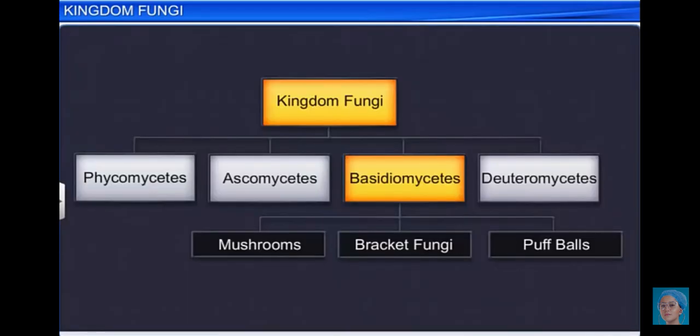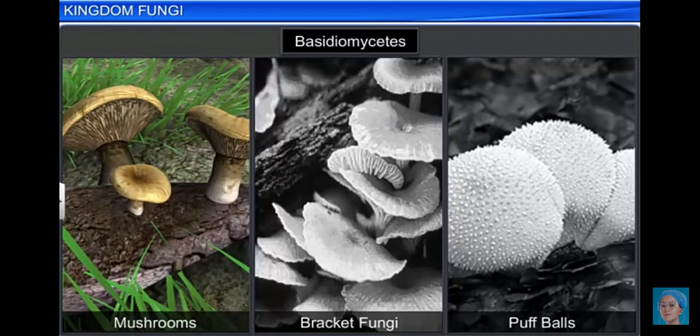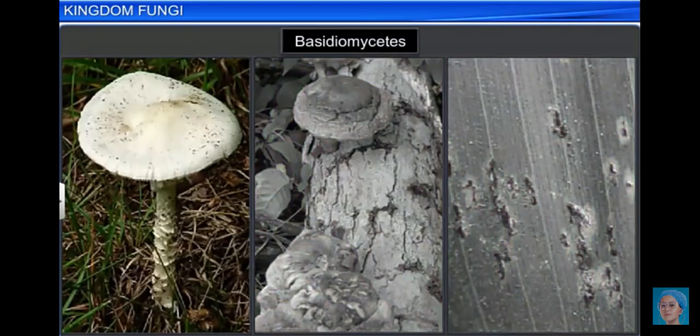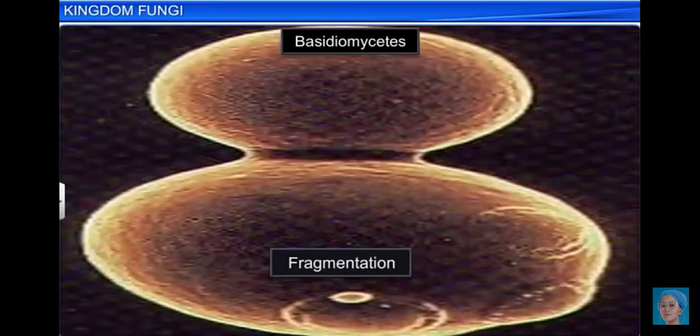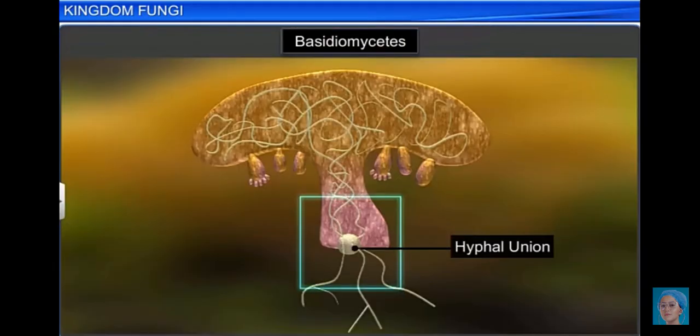Some common examples of basidiomycetes are mushrooms, bracket fungi, and puffballs. They grow in soil, on logs, and inside plant bodies as parasites such as rust and smut. Like ascomycetes, basidiomycetes too have branched and septate mycelium. Vegetative reproduction by fragmentation is a common form of reproduction among basidiomycetes. Sexual reproduction in basidiomycetes takes place even in the absence of sex organs.